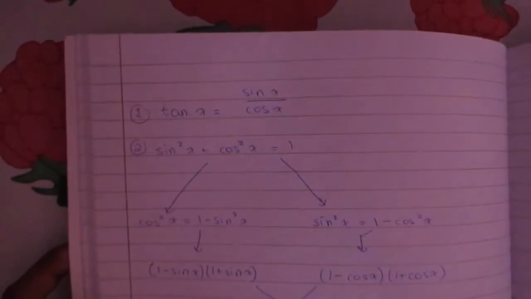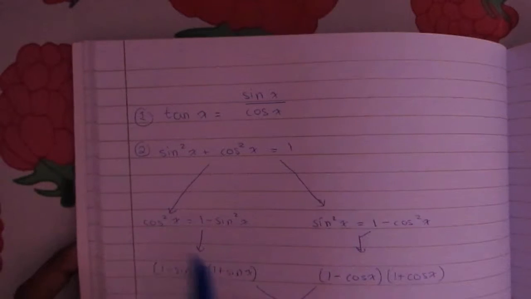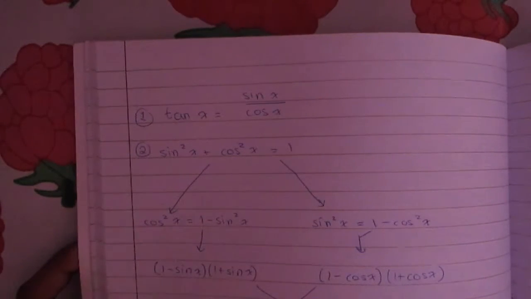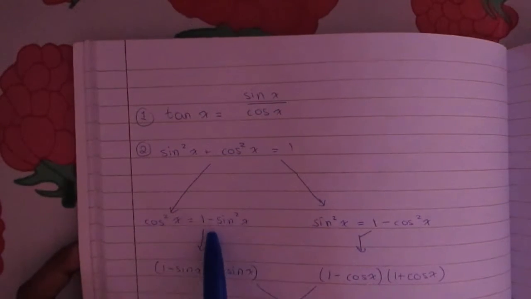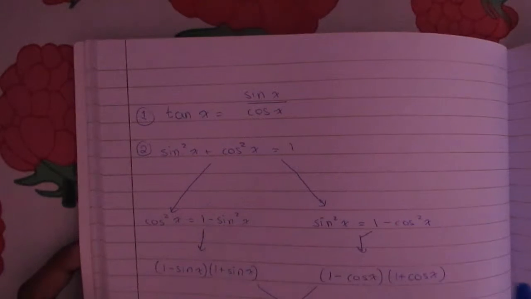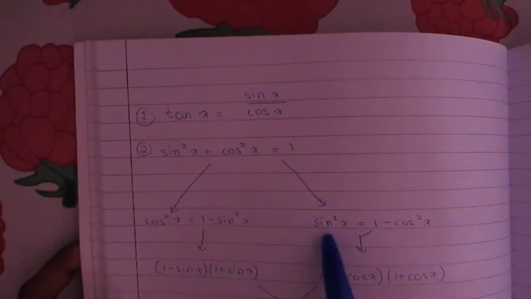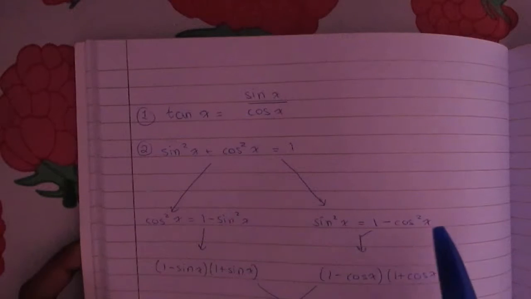Now from the second one, you can derive two different ones. You can make cosine squared x the subject of the formula, so you move the sine squared x to the other side. Same thing with sine squared x: if you want to make that the subject, you simply move the cosine squared x to the other side, and don't forget to change the sign from positive to negative.